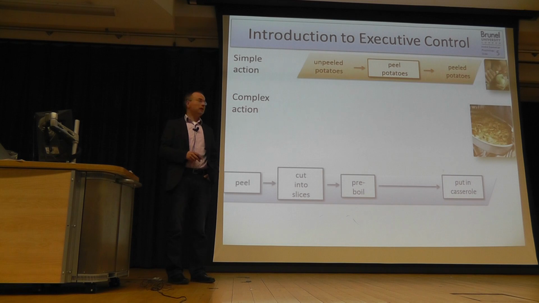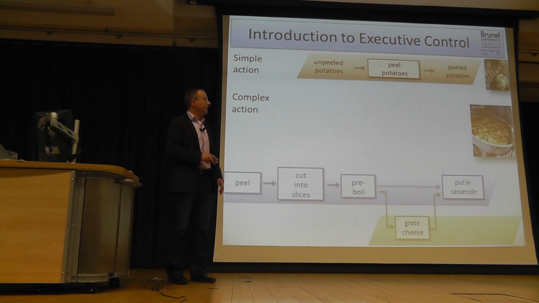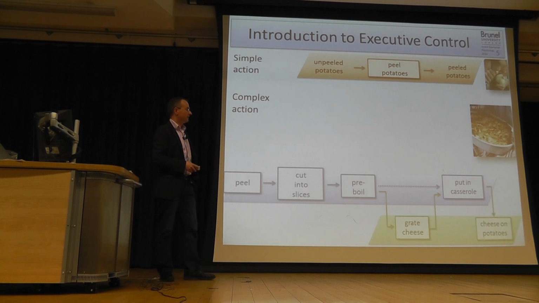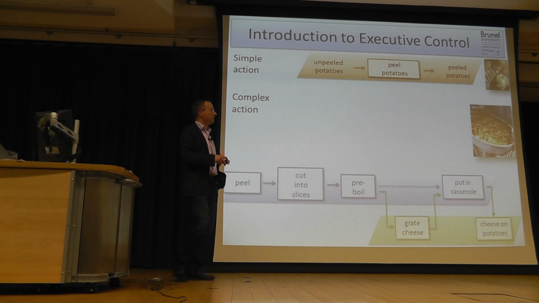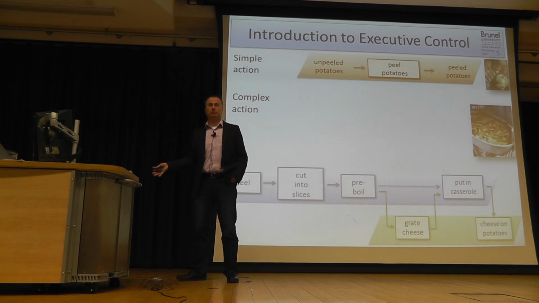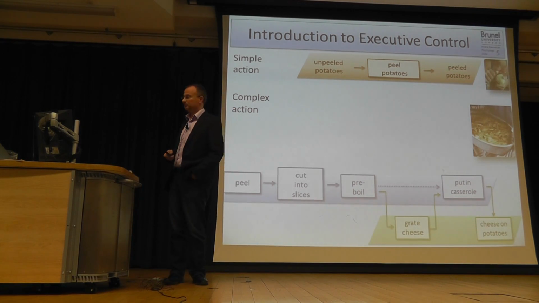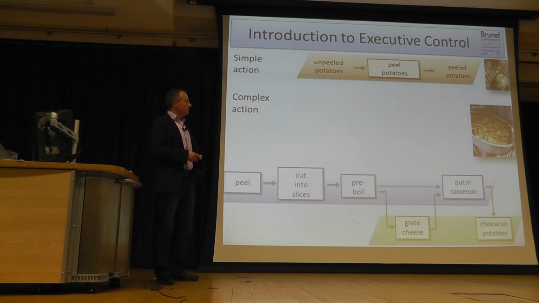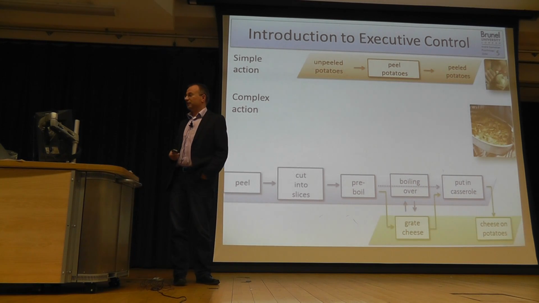Because that takes some time, we may do something else in between. So we may switch to another task, and grate the cheese, which comes on the top in the end. And when we put the potatoes in the casserole, we put the cheese on top, and then we can put everything into the oven and wait until it's ready. Now it might be that while we are grating the cheese, the potatoes are boiling over. So we have to stop here, take care of that, maybe reduce the heat, and then we can continue to grate the cheese.